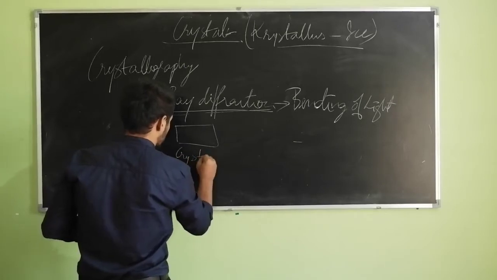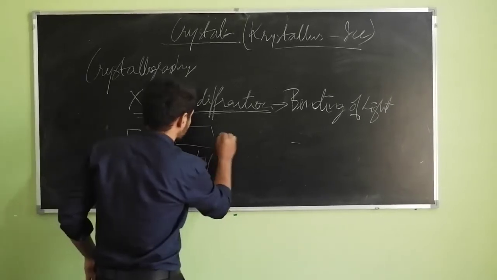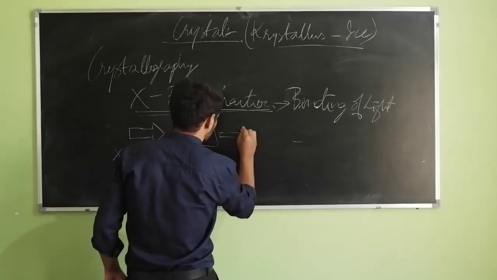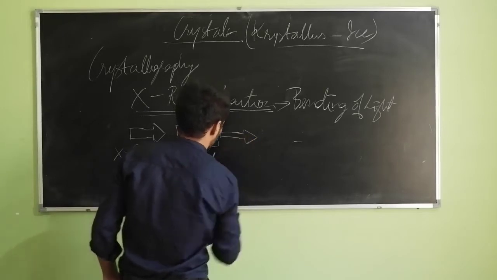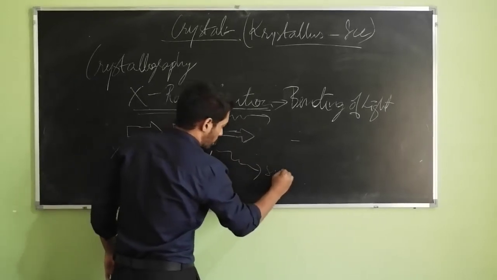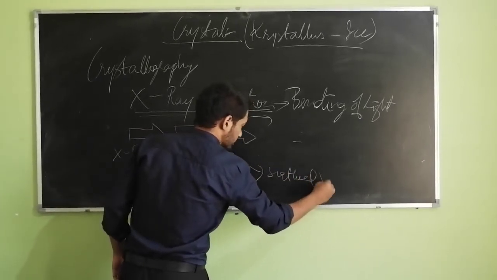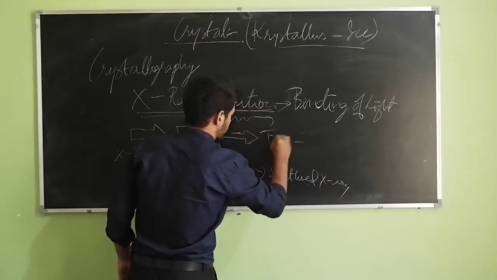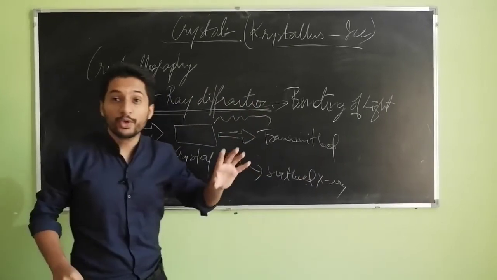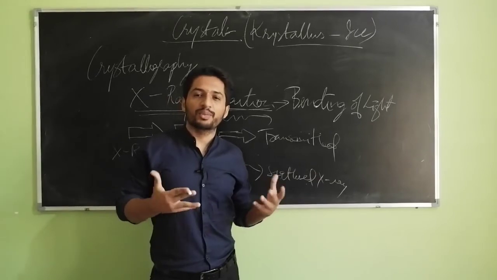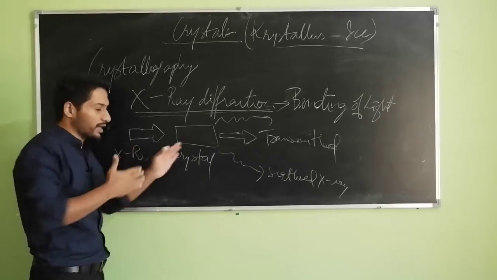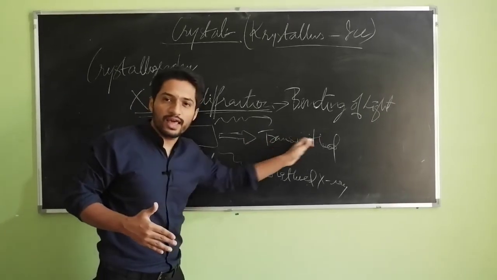So this is a crystal. Some of the X-ray gets transmitted. I mean most of it, almost 90% of it. And the remaining is scattered. So this is scattered X-ray, and this is transmitted. This transmitted one we use for medical X-rays that we get. Here in place of crystal we have our body. X-ray strikes our body and then we get the X-ray that is there.